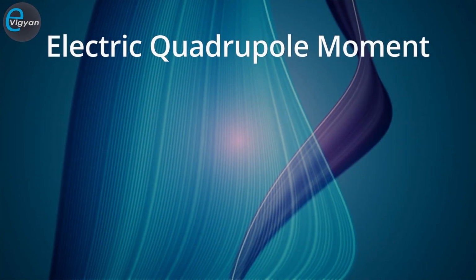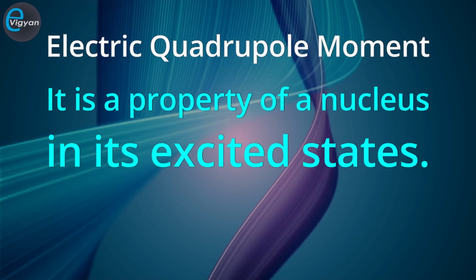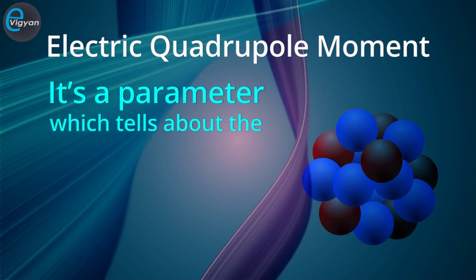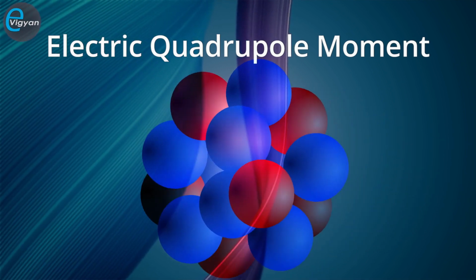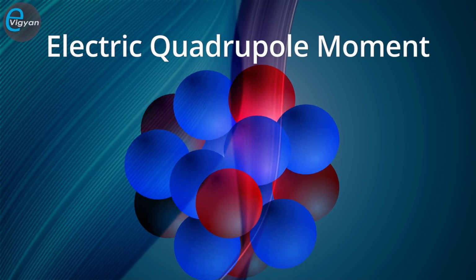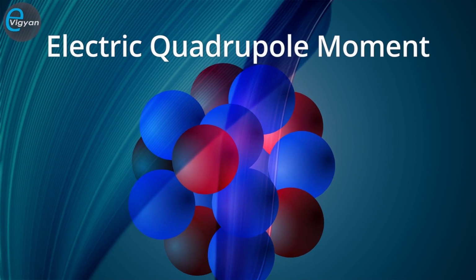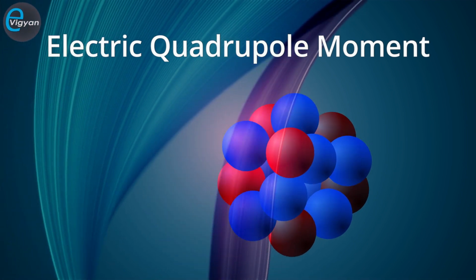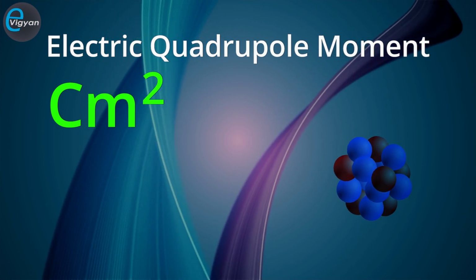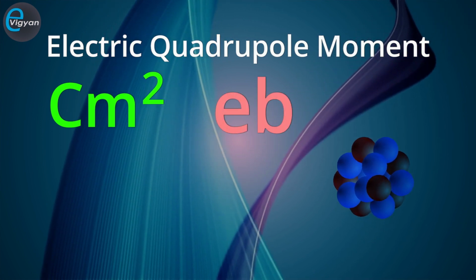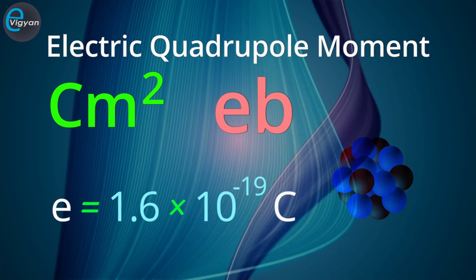If you talk about the electric quadrupole moment, then it is a property of nucleus in its excited states. It is a parameter which tells about the structure of the nucleus. Its value depends on the arrangement of nucleons inside a nucleus, that is how the nuclear charge is distributed in a nucleus. The SI unit of electric quadrupole moment is Coulomb meter squared, but in nuclear physics its unit is electron barn, where e is electronic charge, which is equal to 1.6 times 10 raised to power minus 19 Coulomb, and b is barn.